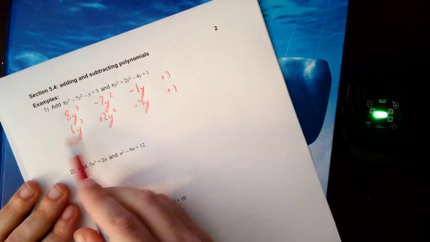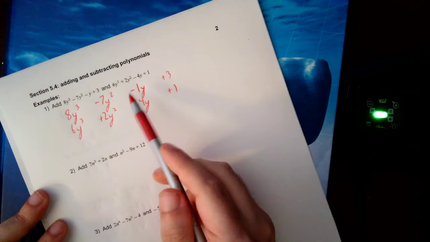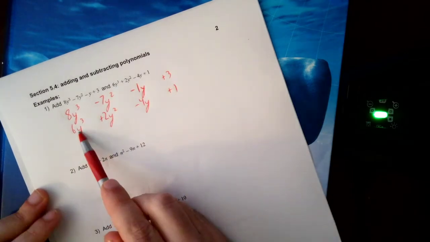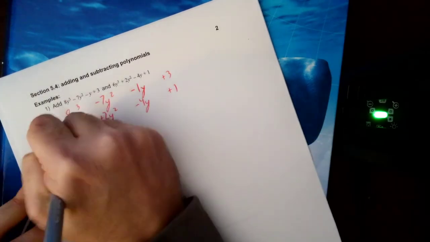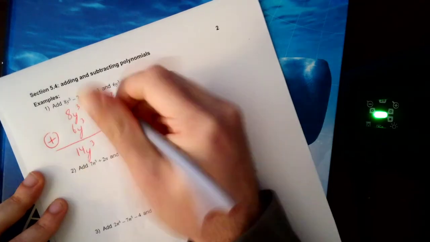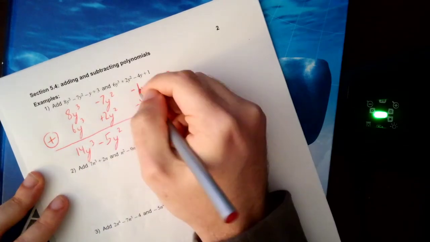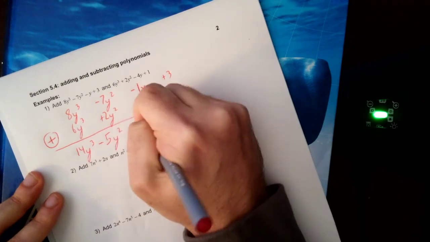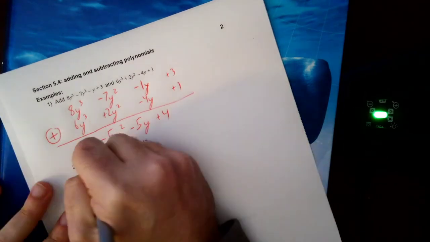right? I wrote each polynomial vertically over top of each other, right? 8y cubed minus 7y squared minus 1y plus 3, 6y cubed plus 2y squared minus 4y plus 1. And then I just add to get my answer. 8 and 6 make 14y cubed. Negative 7 and 2 make negative 5y squared. Minus 1 and minus 4 make minus 5y. Plus 3 and plus 1 make plus 4 when you add. So we just add vertically. Now, in my second example, I'm going to try the same thing, but I need to be careful.